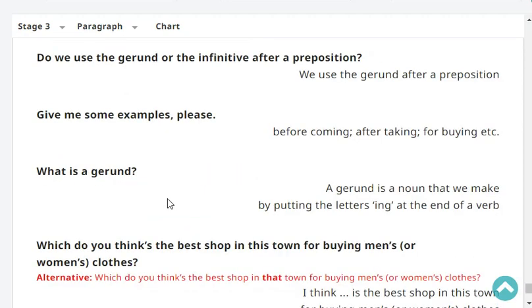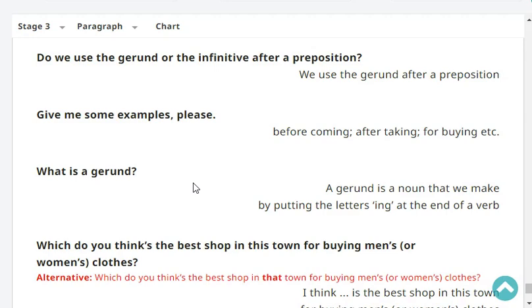Let's practice. Do we use the gerund or the infinitive after a preposition? We use the gerund after a preposition. Give me some examples, please. Before coming, after taking, for buying, etc.